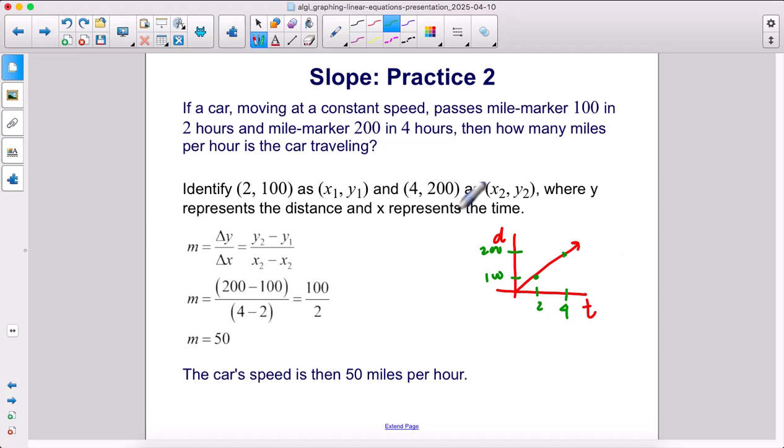So then we have change in y over change in x. 200 minus 100 divided by 4 minus 2 gives us a slope of 50, and slope is rise over run. So rise is in miles, run is in hours. So therefore, the speed is 50 miles per hour.